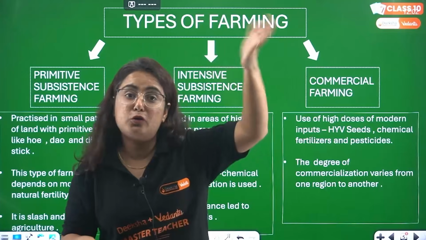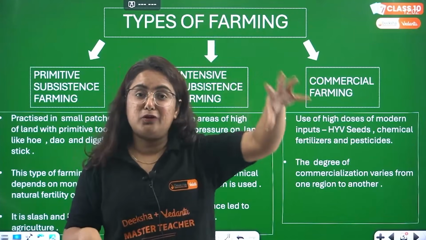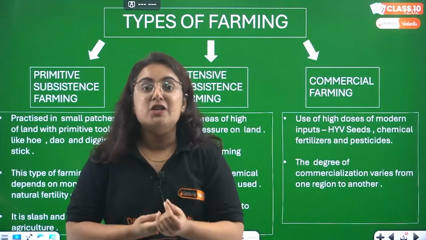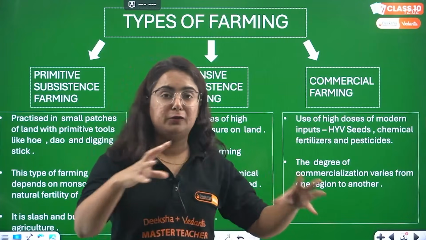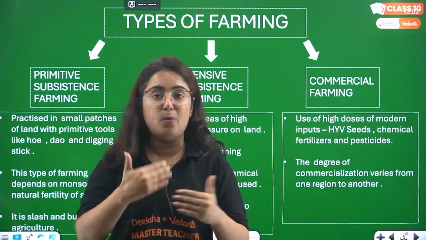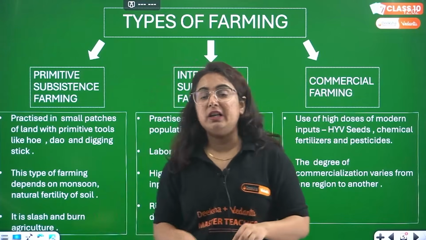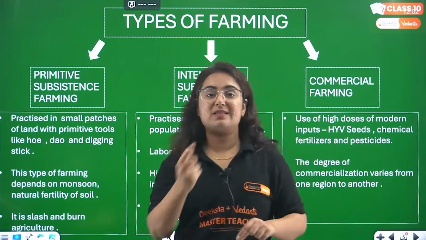Why? With the help of drones. You know that with the help of drones they are spreading the seeds and fertilizers around the land. So yes, there are a lot of differences, and this difference comes over a period of time. The earliest form of agriculture was primitive subsistence farming.